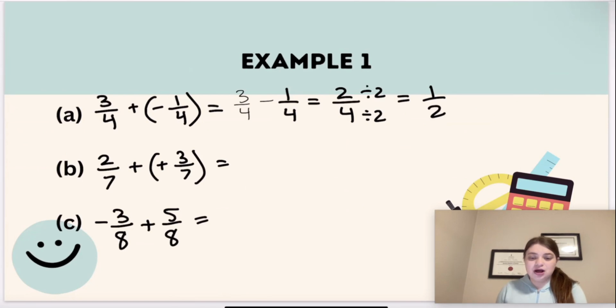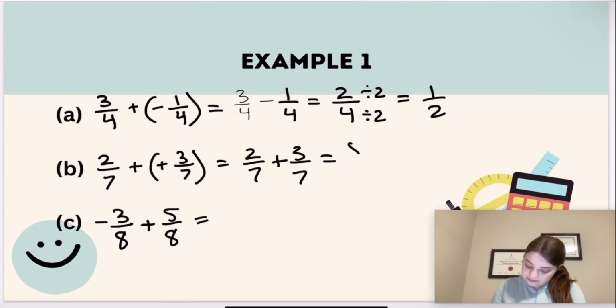2/7 plus positive 3/7. Well, if we're adding a positive number, that's just the same as adding. So 2/7 plus 3/7. Then we add the numerators, so 2 plus 3 gives us 5. Then the denominators stay the same, so the denominator is 7.